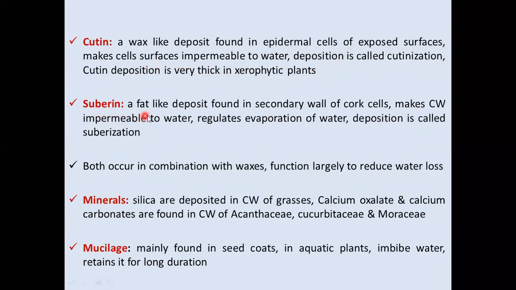Next is suberin. It is a fat-like deposit found in the secondary wall of cork cells, and it makes the cell wall impermeable to water. It also regulates evaporation of water, and the deposition of suberin is called suberization. Both chitin and suberin occur in combination with waxes and function largely to reduce water loss. Mineral silica is deposited in the cell wall of grasses. Calcium oxalate and calcium carbonate are found in the cell wall of members of the Acanthaceae, Cucurbitaceae, and Moraceae families. So these are also very important.